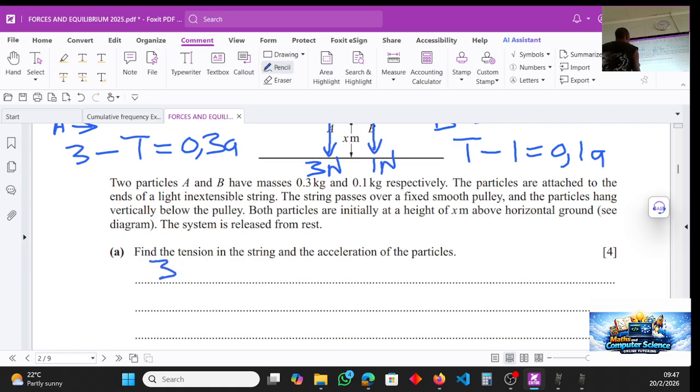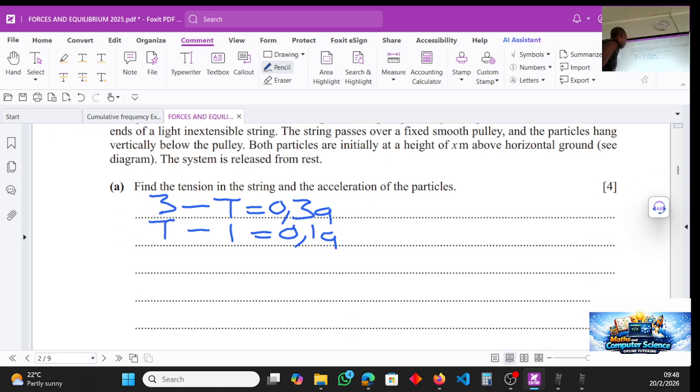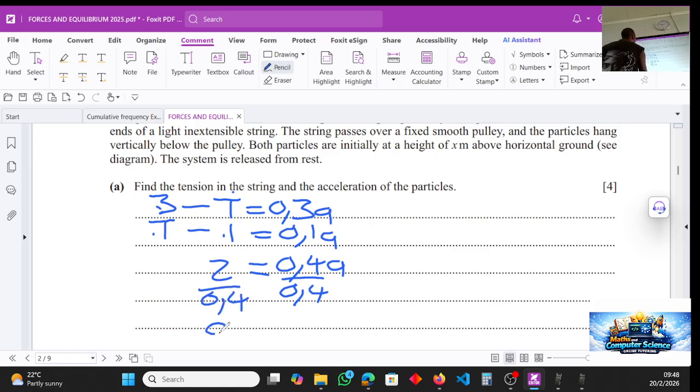So we have 3 minus T equals 0.3 a for the first object A. And I've got T minus 1 equals 0.1 a. Now, when I sum the equations, which is acceptable because both equations have the same variables a and T, the T terms are going to cancel. And when I say 3 minus 1, I end up getting 2, equal to, when I sum these two, 0.4 a.